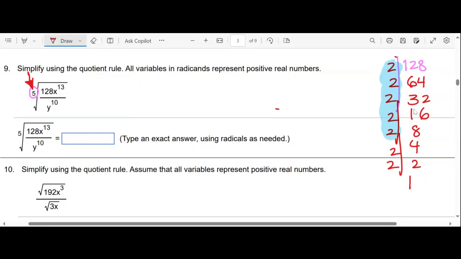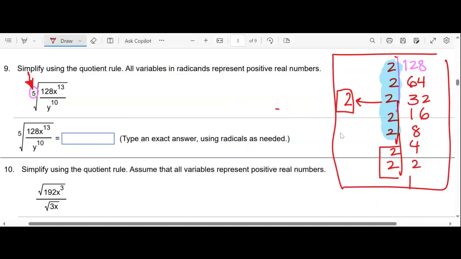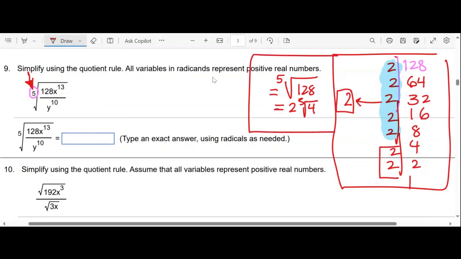Yes. So if you put this outside, it becomes 2, only 2. And what's left? 4. Correct. Okay, so I'm done with the 128. If you do 128 to the 5th root, your answer will be 2 fifth root of what? 4. I'm finished with the first one.